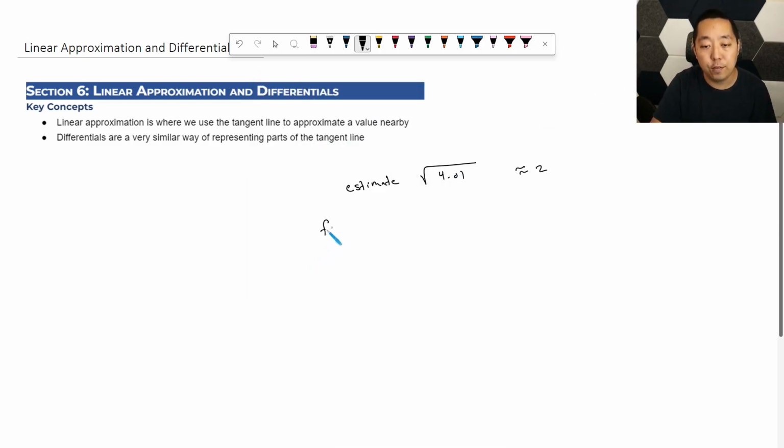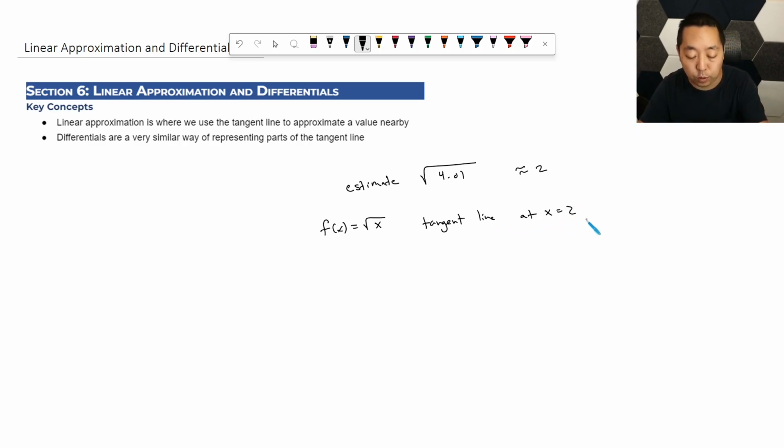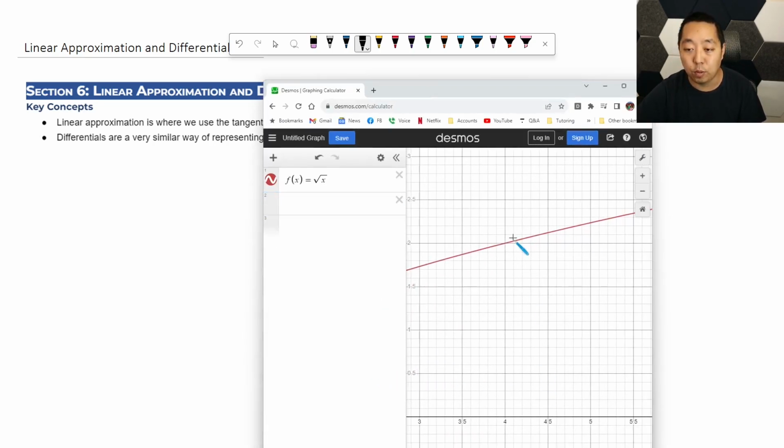So let's say f of x is equal to the square root of x, and I want a tangent line at x equals 4. Why do I pick x equals 4? Because I am attempting to compute close to the square root of 4, right? Square root of 4 is 2. And I know we have a calculator, so you might ask, why don't we just use the calculator? But there's a reason why.